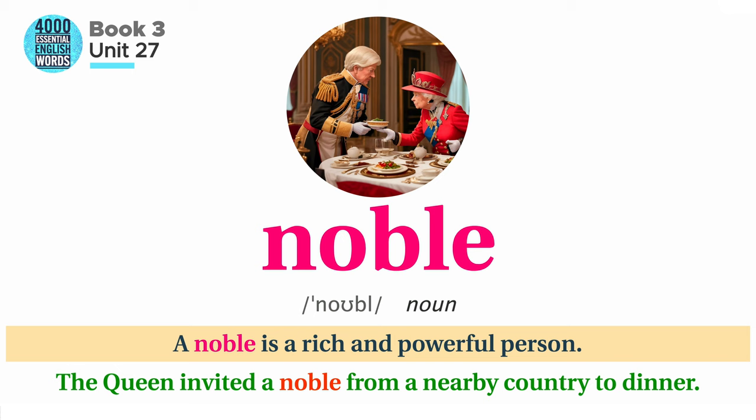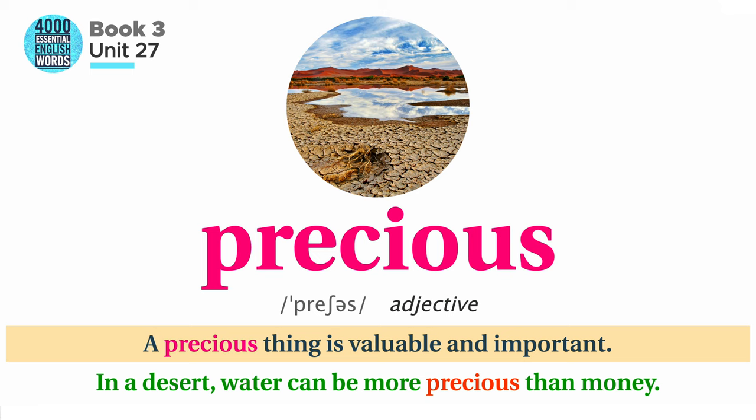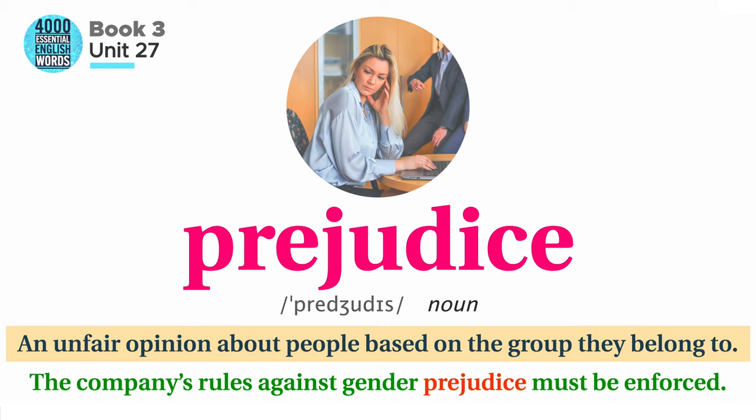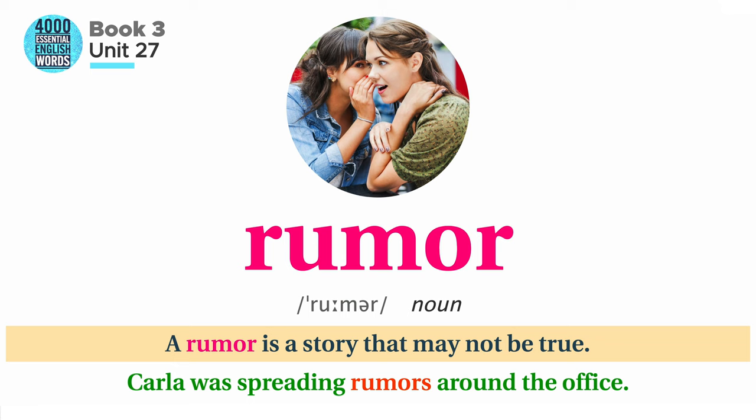Precious. A precious thing is valuable and important. In a desert, water can be more precious than money. Prejudice. A prejudice is an unfair opinion about people based on the group they belong to. The company's rules against gender prejudice must be enforced. Rumor. A rumor is a story that may not be true. Carla was spreading rumors around the office.